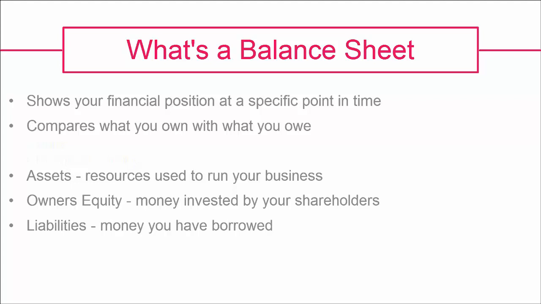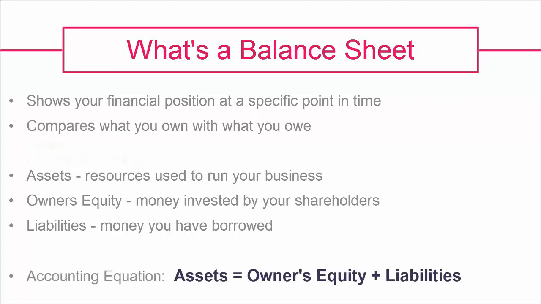More specifically, the balance sheet seeks to balance the equation. Assets equals owner's equity plus liabilities. This is known as the accounting equation and is where the statement gets its name. The left-hand side must always equal the right-hand side, because in the double-entry accounting system, for every debit, there must be a credit. If it doesn't balance, then an investigation needs to be done as to why not.